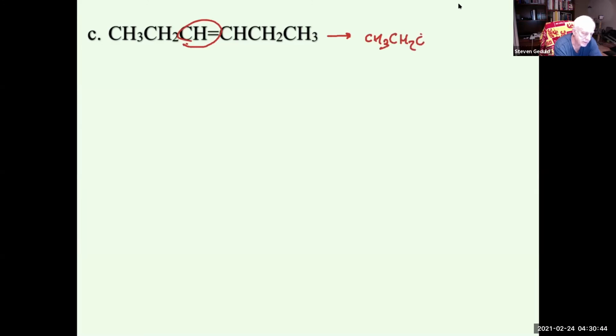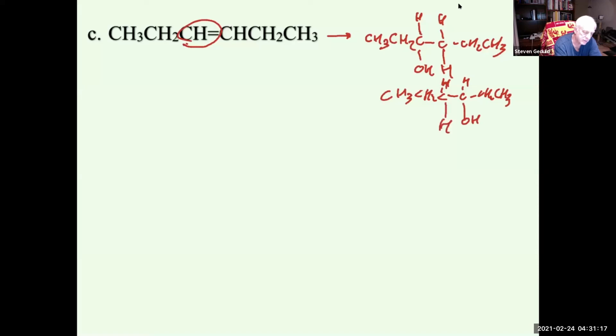CH2, CH, CH, CH2, CH3. We're going to open up the double bond and we're going to do a hydration reaction. So we put an OH here and an H here. And we do the same thing, CH3, CH2, CH, CH, CH2, CH3. And we're going to put an OH here and an H here. And it's going to be in the presence of acid. And it's going to be plus H2O, hydration reaction.